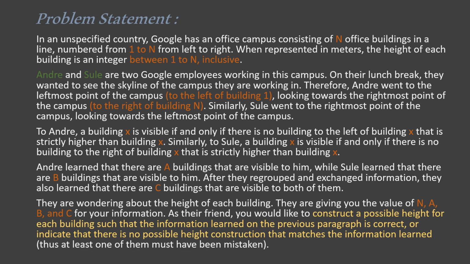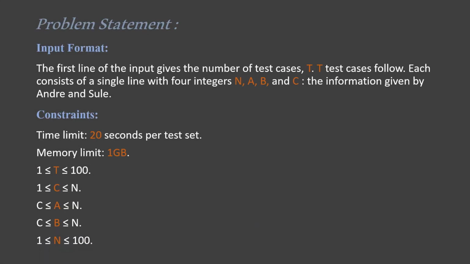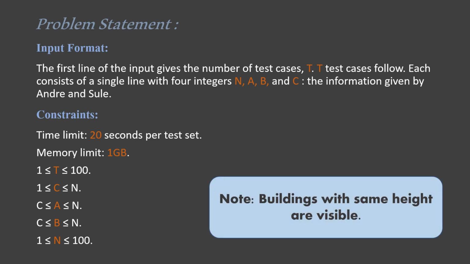We are provided with the total number of buildings n, number of buildings visible to Andre a, number of buildings visible to Sule b, and number of common buildings c. We have to find out possible heights of all buildings such that they satisfy the information provided. If it does not satisfy, then print impossible. The constraints are as shown. Note that buildings with the same height are visible.